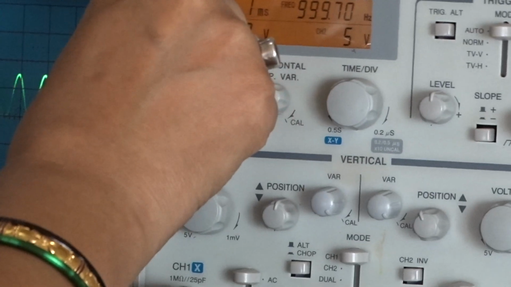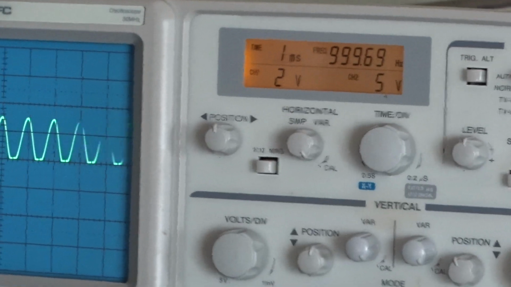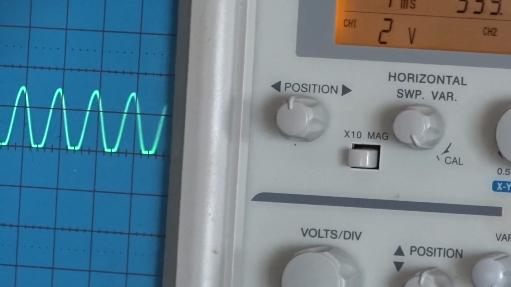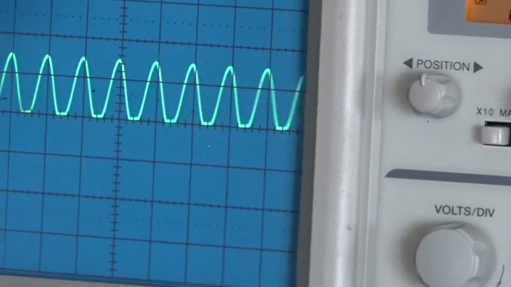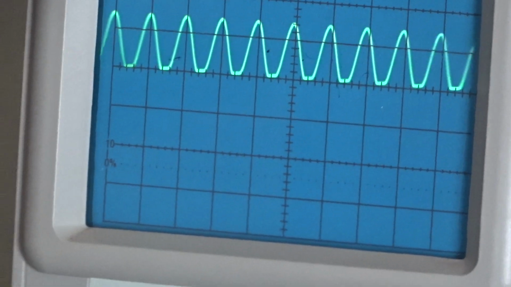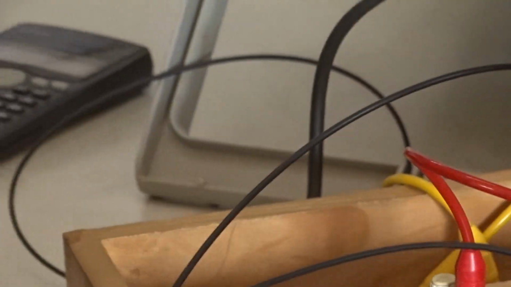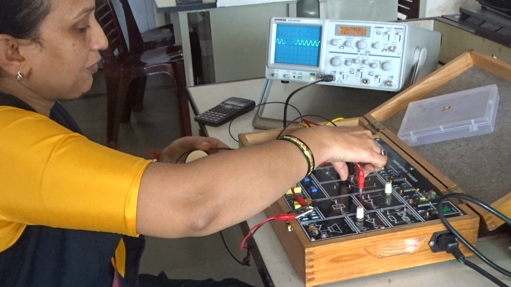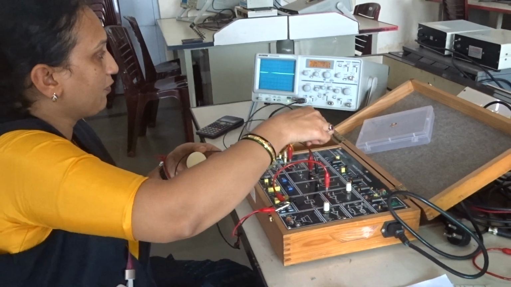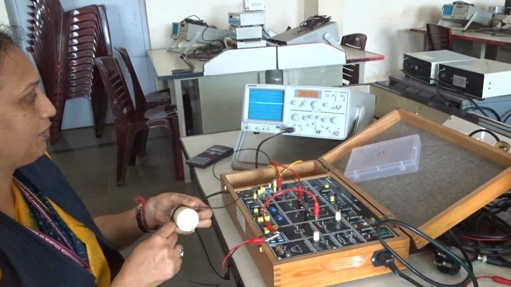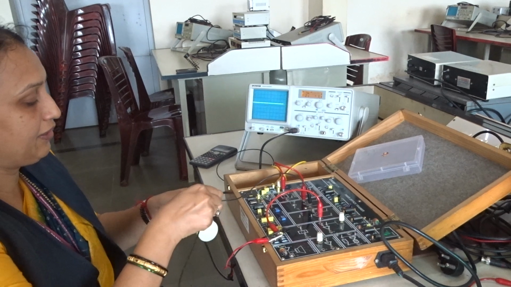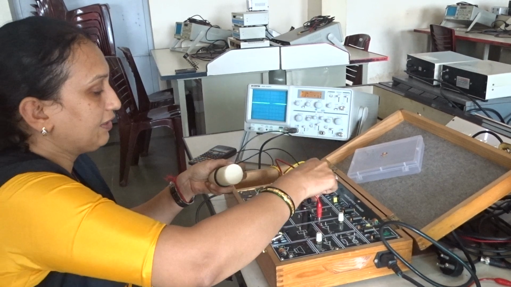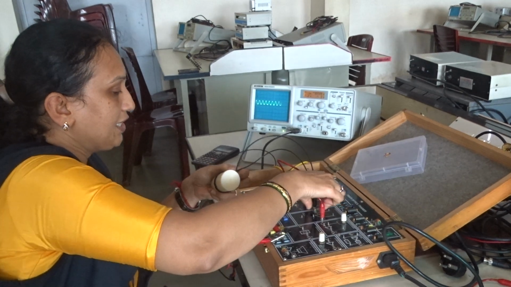For one turn, it is around 1.4 into 2, so 2.8 volt for one turn. One turn, 2.8 volt. Now we will repeat the next step. Let us consider this as X, 2.8 volt. Next, if I rotate the next number of turns, second turn, and observe the output voltage.